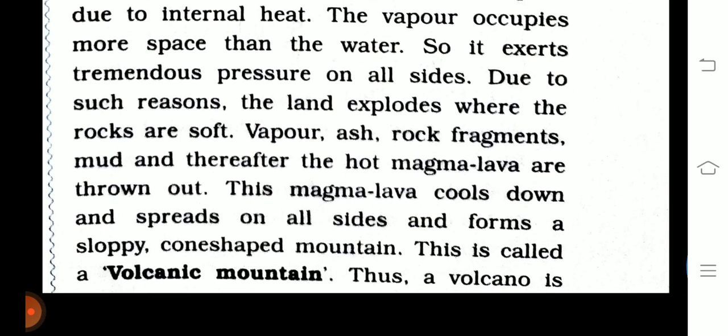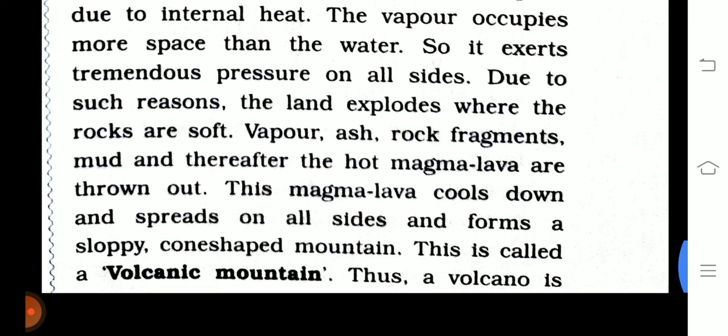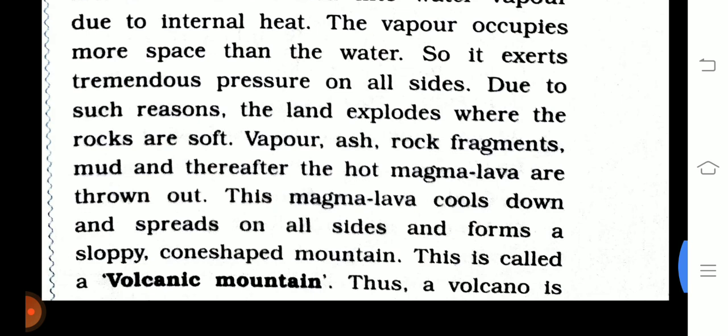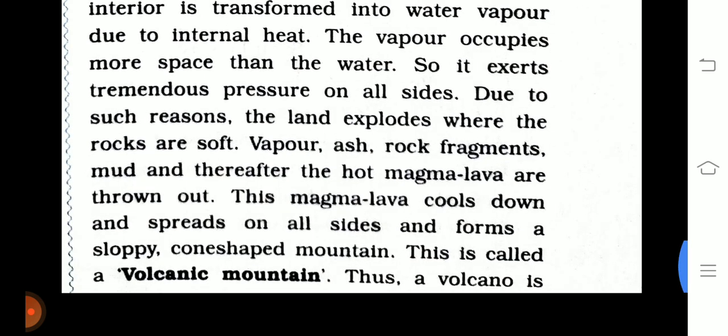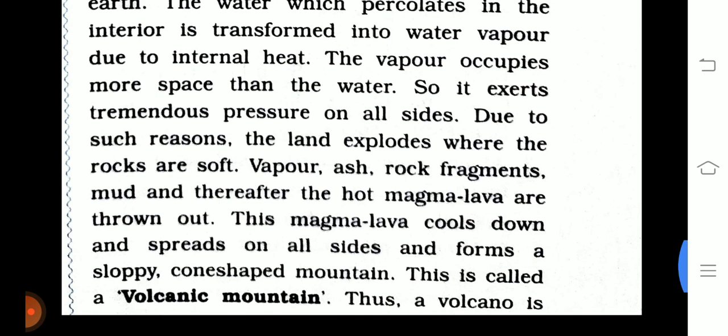Vapor, ashes, rock fragments, mud, and thereafter the hot magma lava are thrown out. This magma lava cools down and spreads on all sides and forms a sloping cone-shaped mountain. This is called a volcanic mountain.